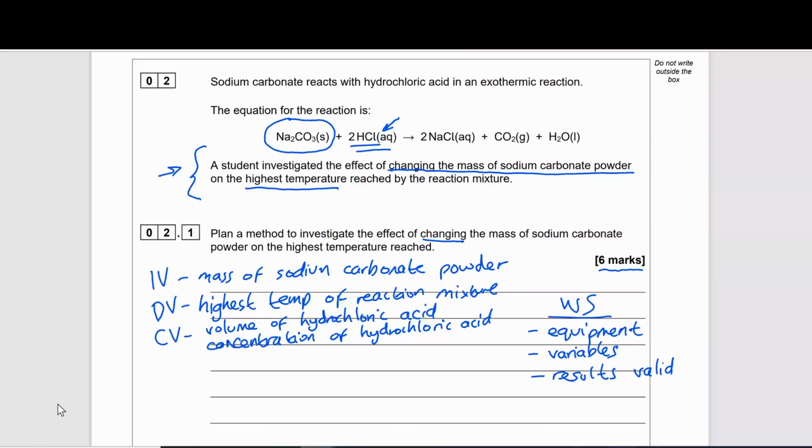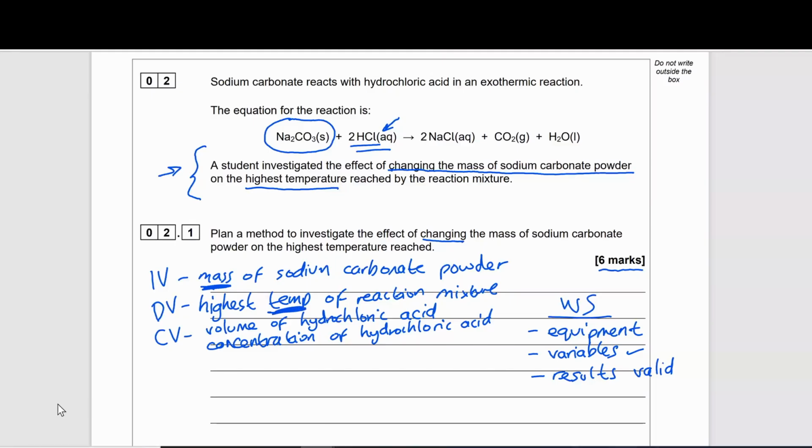So we're a bit clear on these variables. So let's look at our information here and then think about our equipment before we start. So the mass, what could we use to measure the mass? That's definitely got to be a balance. So we have to mention balance somewhere.